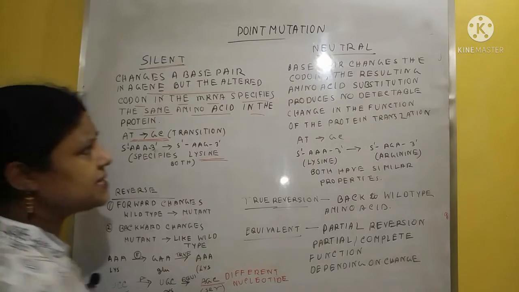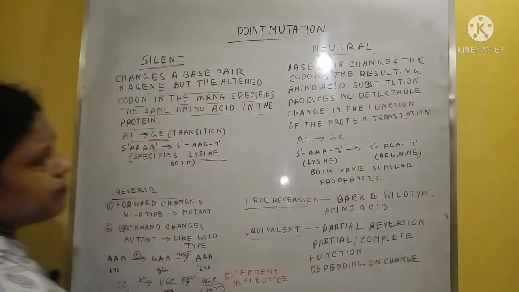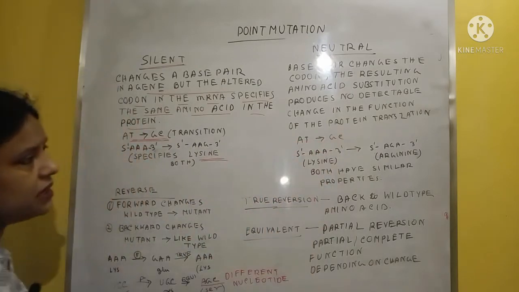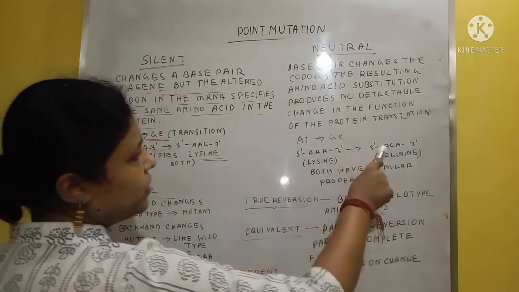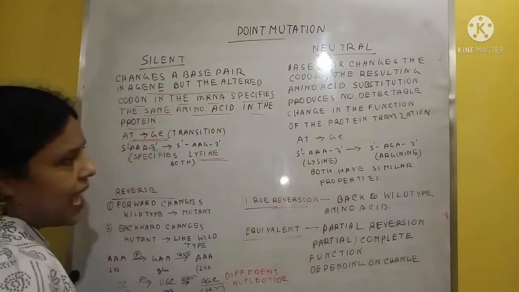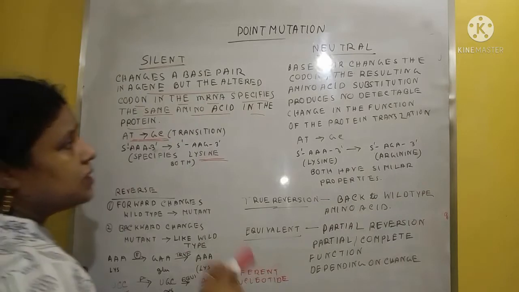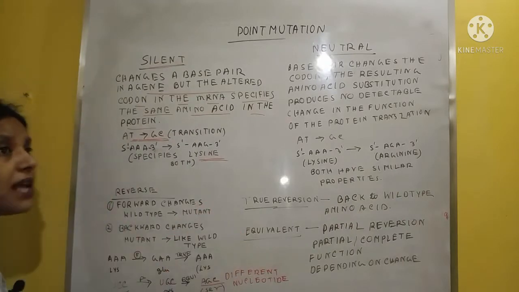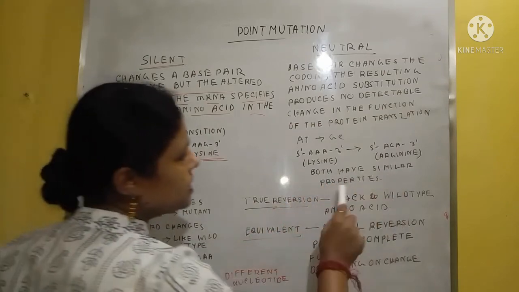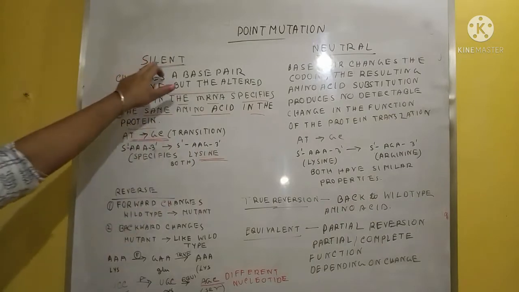And in case of neutral mutation, you see here the change of the codon and the resulting amino acid substitution produces no detectable change in the function of the protein. Here also a transition point mutation is seen, AAA changes to AGA, but this codon recognizes lysine and this codon recognizes arginine. Clear? But here we also cannot recognize that the mutation has happened, because both have similar properties. Clear? This is silent, this is neutral.